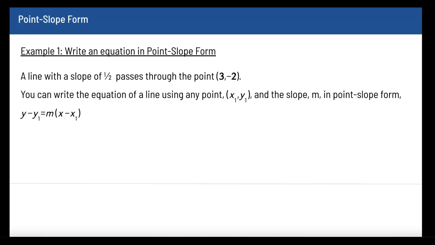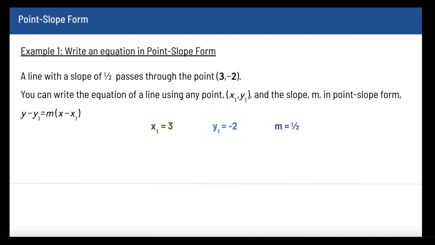We are given that a line with a slope of 1/2 passes through the point (3, -2). Now you can write the equation of a line using any point, and we call that x sub 1, y sub 1, and the slope m. So again, slope is still m. In point-slope form, which is y minus y sub 1 equals m times x minus x sub 1.